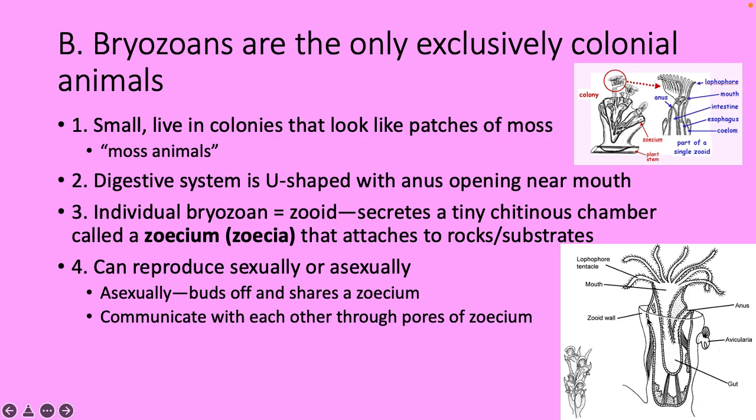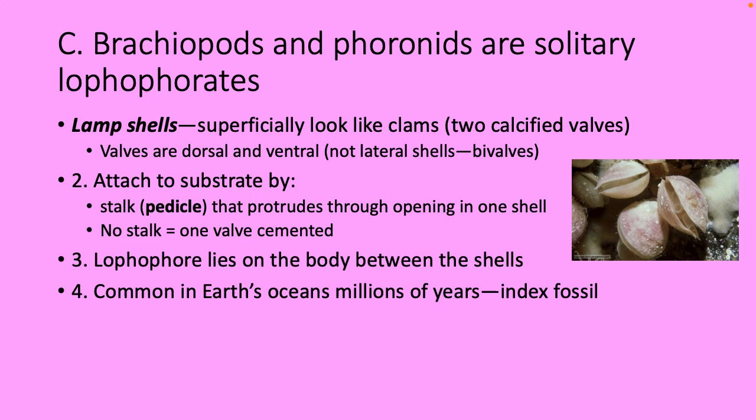Digestive system is U-shaped, as you can see in this cross-section. The anus opens near the mouth. So here's the mouth, and there's the anus. So it eats and then kicks it out. An individual bryozoan is a zooid, and it has a tiny little chamber at the bottom called the zooecium that helps attach to rocks and substrate. I have that depicted up here. They can reproduce sexually or asexually. Asexually, they just bud off, and they have gametes.